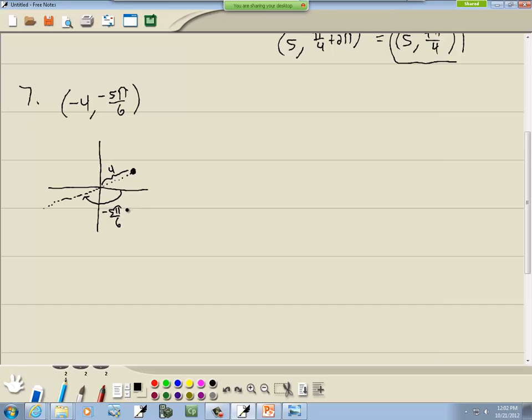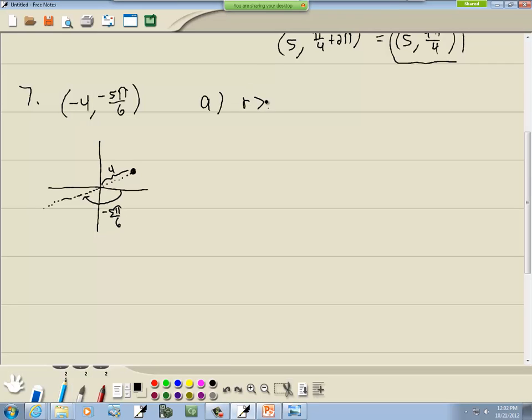So again, I went negative 5 pi over 6 over to here, and since the r is negative, we'd go back a distance of 4 in the opposite direction. So that's the point we're working with. So let's look at what they're asking for.